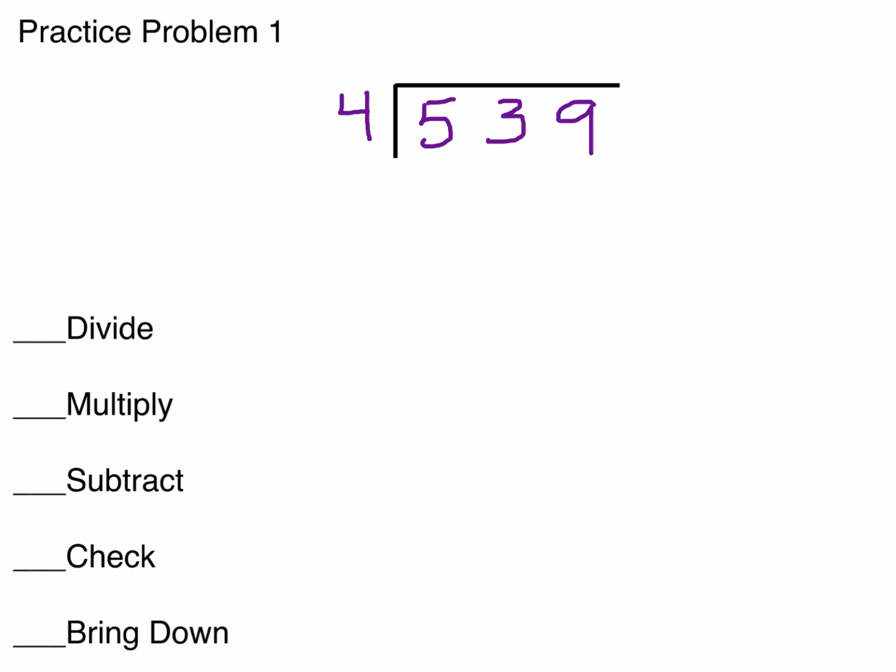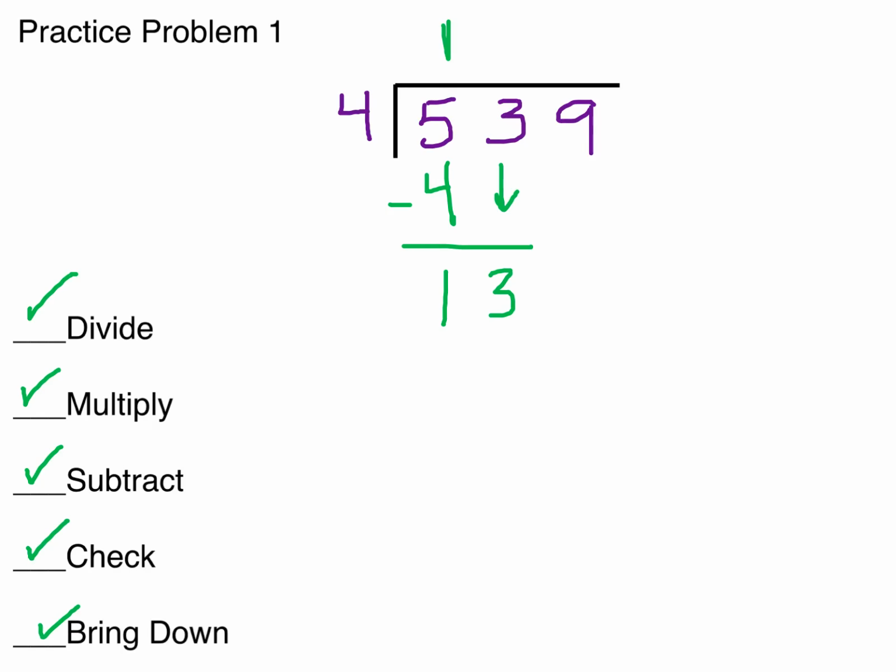Okay, so now you've solved it, and here's my solution. So 4 into 5, I can do that once. So 1 times 4 is 4. So I've divided and I've multiplied. And now I have to subtract. And that's 1. I have to check. I have a 3 that I have to deal with right here. So I've checked, and I'm going to bring down that 3. Okay, so I've brought them down.